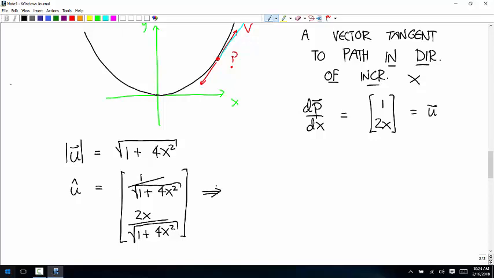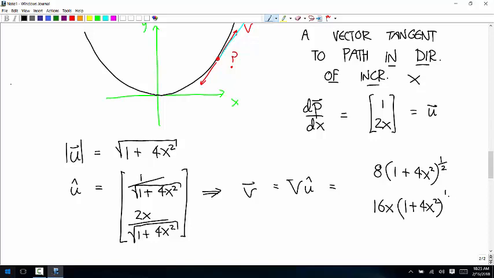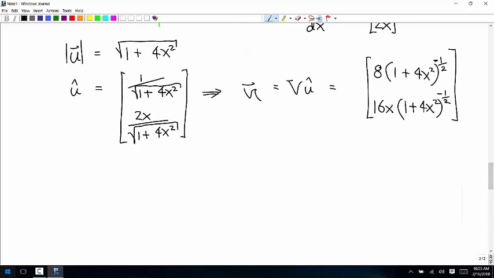And the velocity vector, we're given that the speed is constant, 8 meters per second. So the velocity vector is equal to the speed times that unit vector. And so that's 8. I'm going to write this as 1 plus 4x squared to the 1/2. And then this one is 16x times 1 plus 4x squared to the 1/2. Negative, yep. You're right. Okay, and this is v as a function of x.